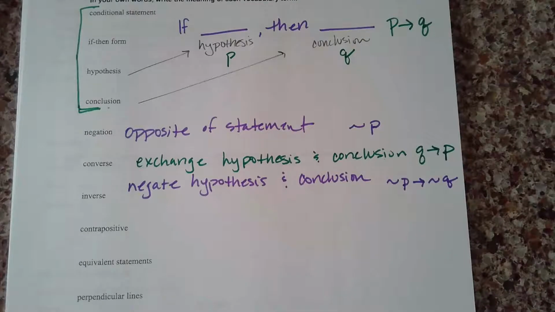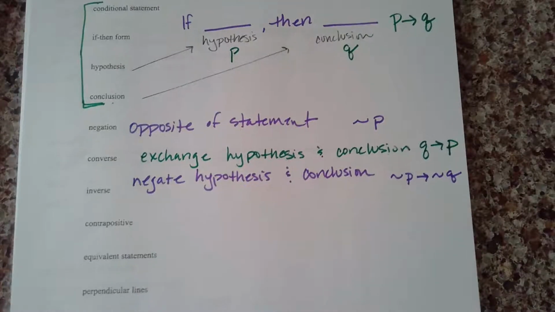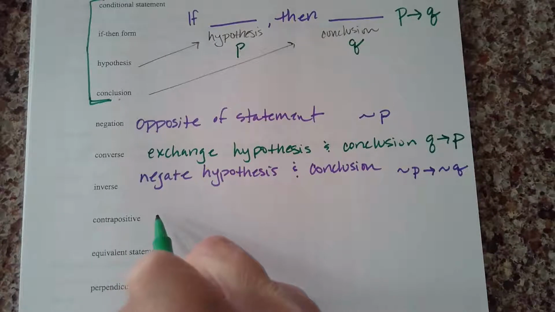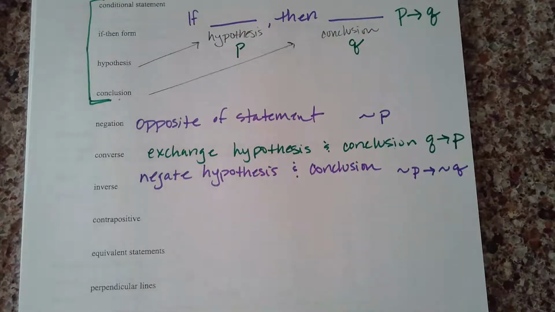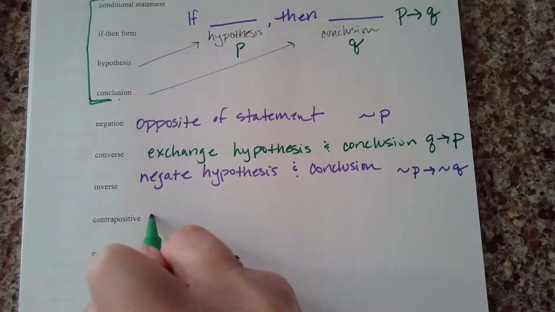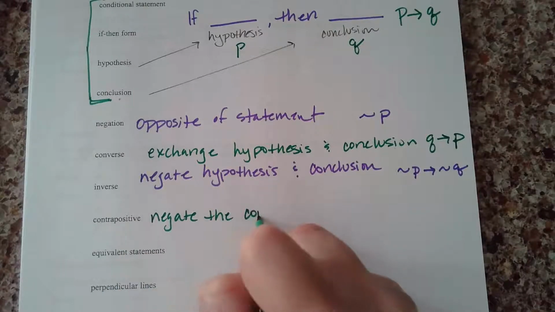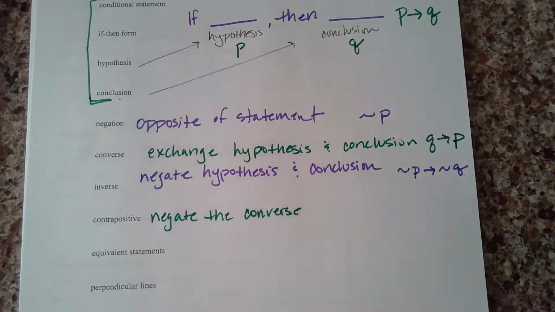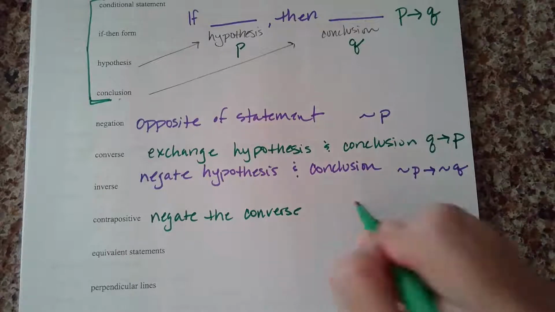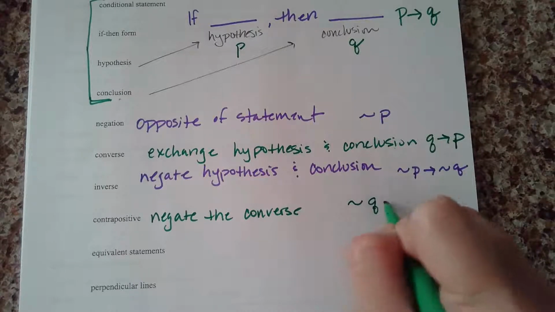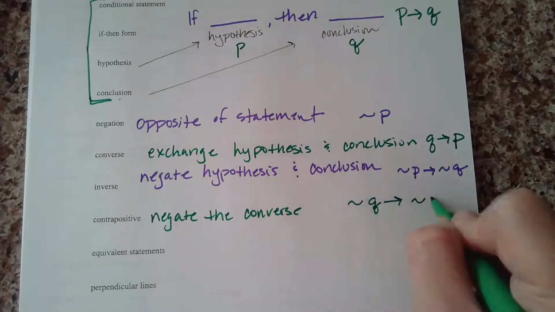All right, contrapositive. So this is, again, kind of a combination thing. The contrapositive is you basically do the converse, where you switch them, and also apply a negation. So you negate the converse. In symbols, it's a little easier to think about this one. This would be not Q implies not P.